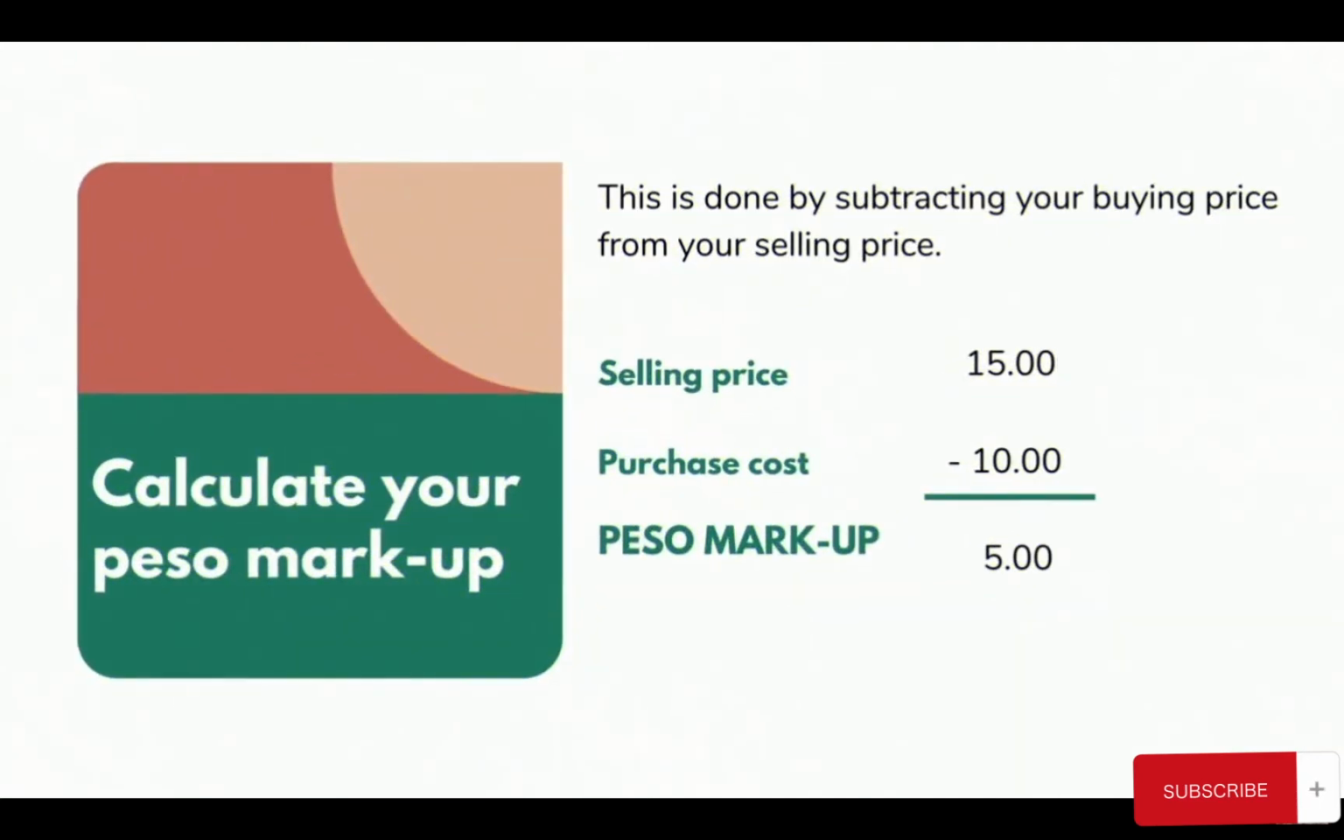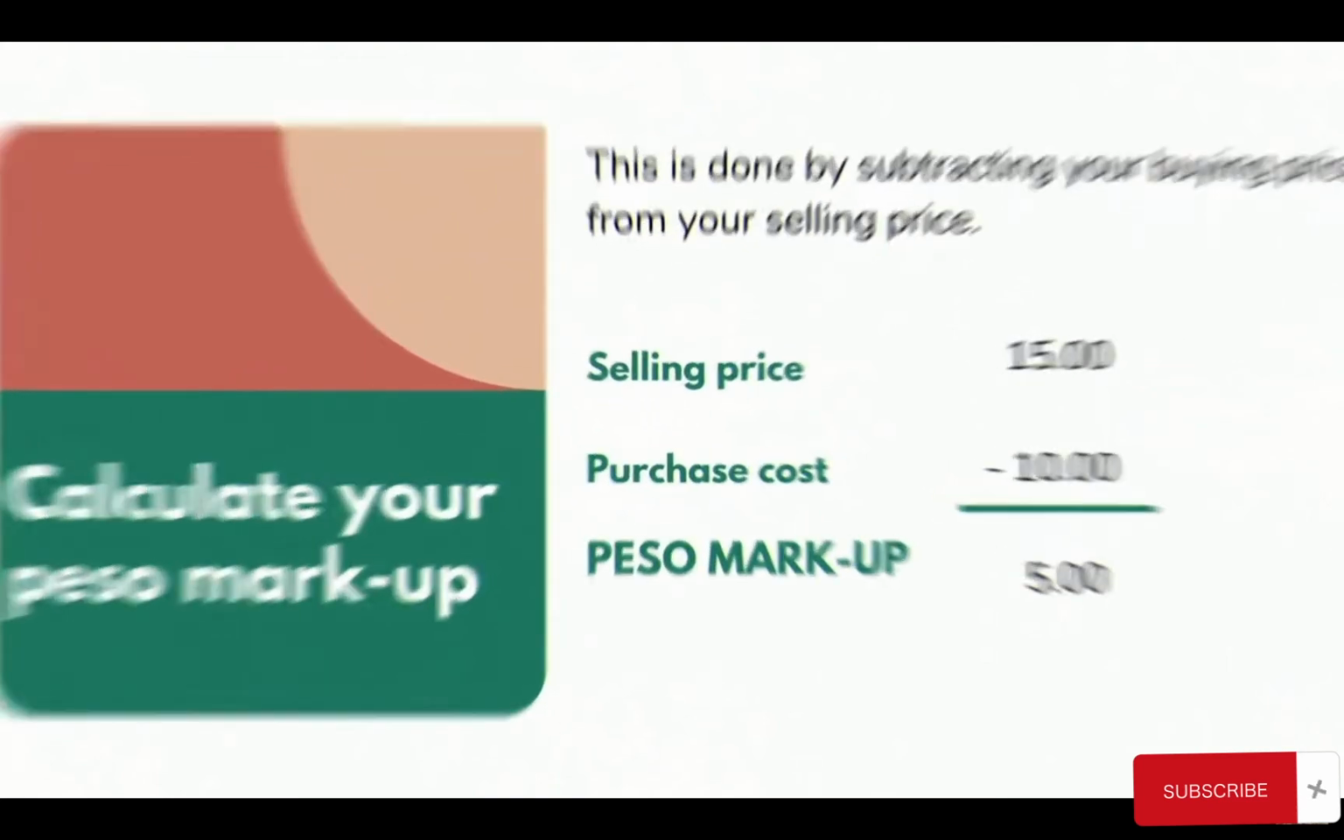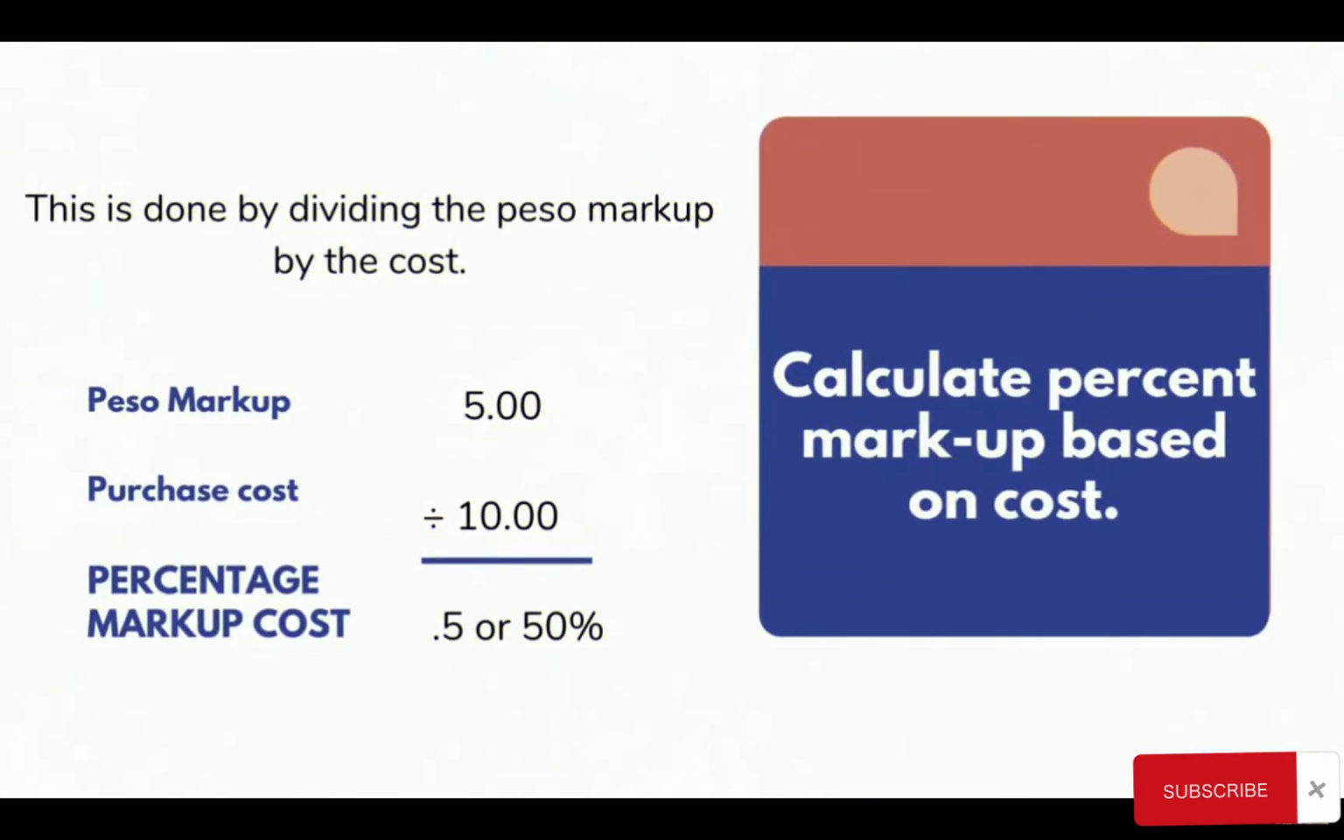Calculate your peso markup. This is done by subtracting your buying price from your selling price. For example, your selling price is 15 pesos minus the purchase cost, which is 10 pesos. So your peso markup is now 5 pesos. Calculate percent markup based on cost. This is done by dividing the peso markup by the cost. For example, your peso markup is 5 pesos divided by the purchase cost, which is 10 pesos. Now, the percentage markup on cost is 0.5 or 50%.